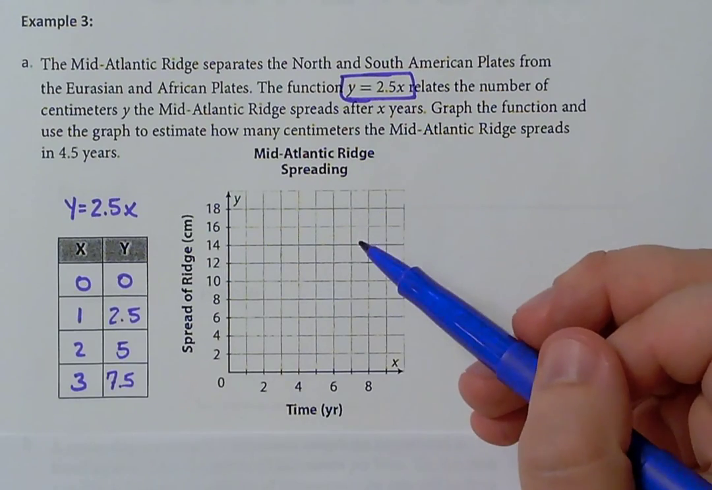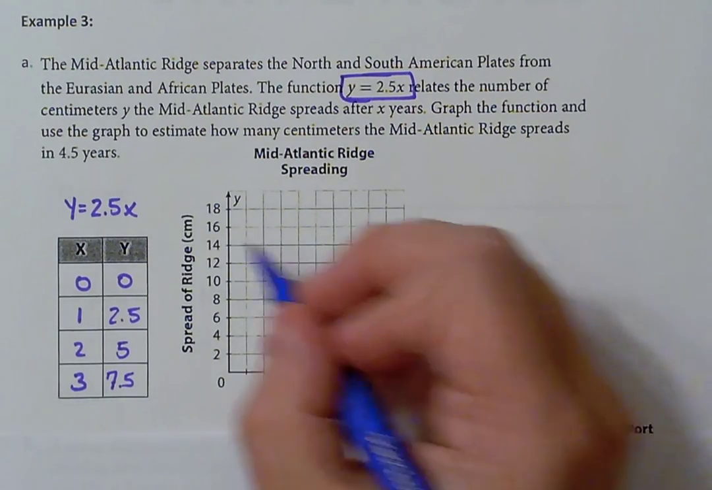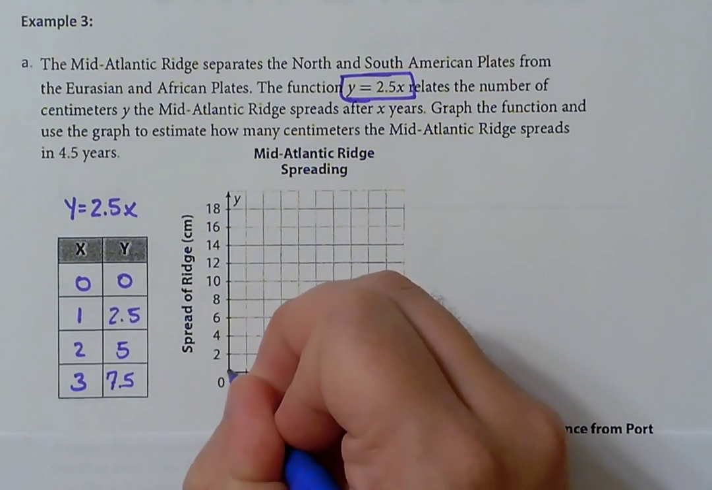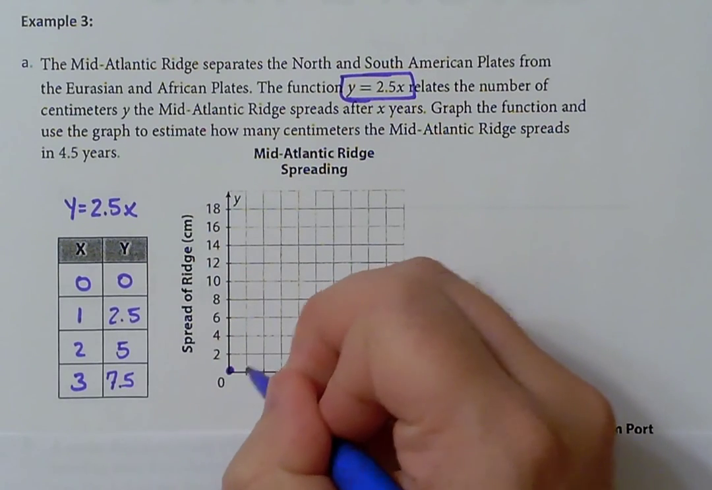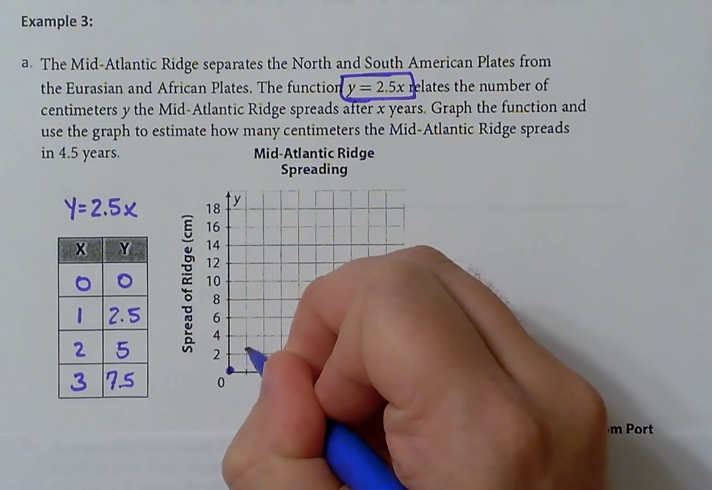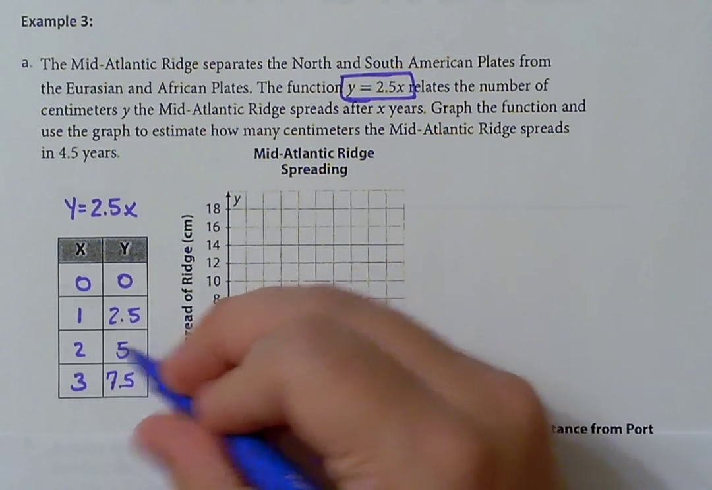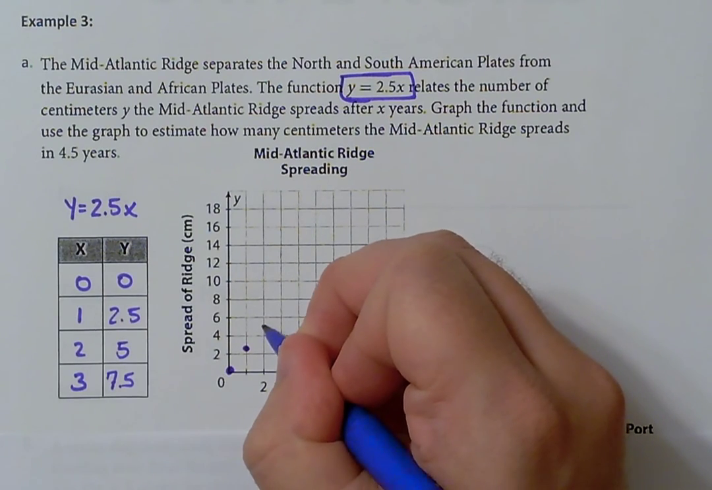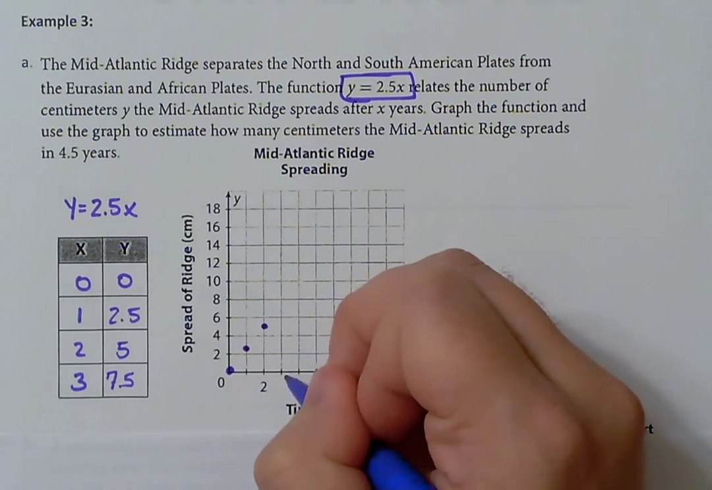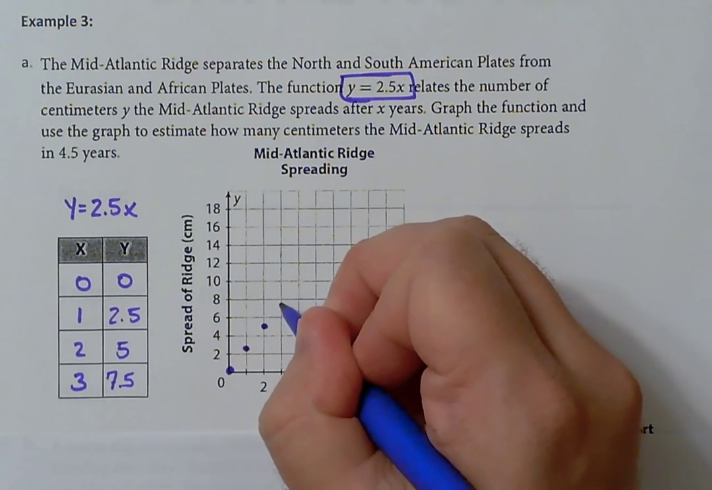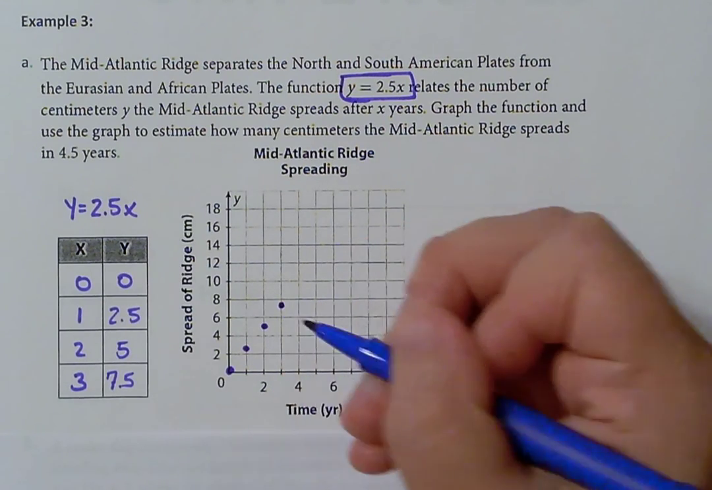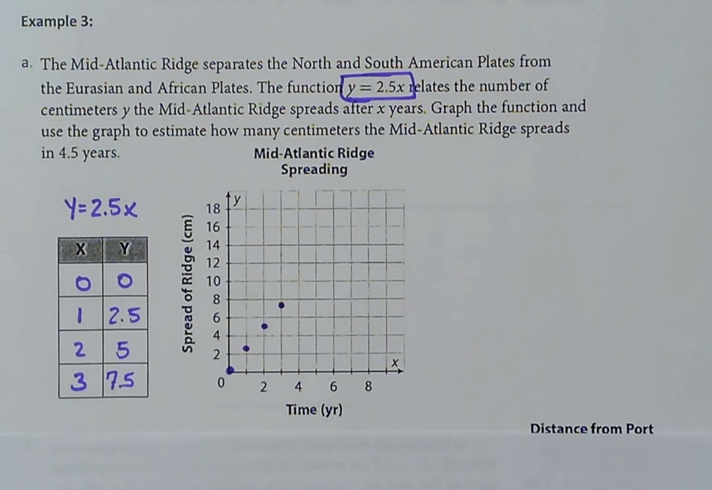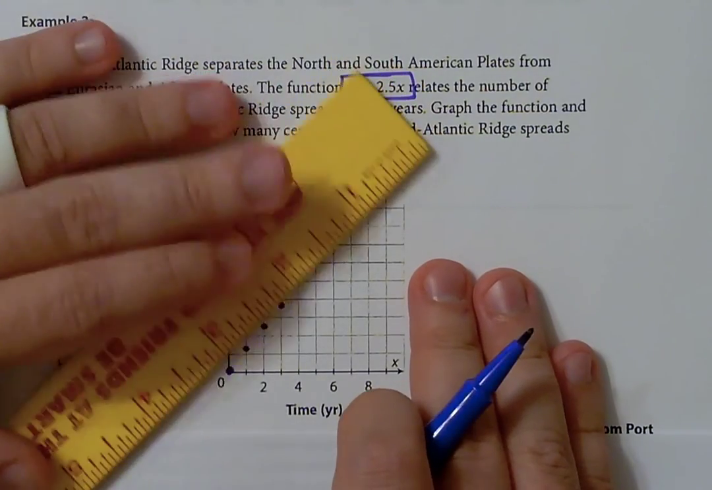Now we're going to go through and graph it. So when x is 0, y is 0. When x is 1, it's at 2.5. 2 is going to be at 5. And then 3 is going to be at 7.5. All right, so I now have my points plotted. I'm going to go through and draw my line.